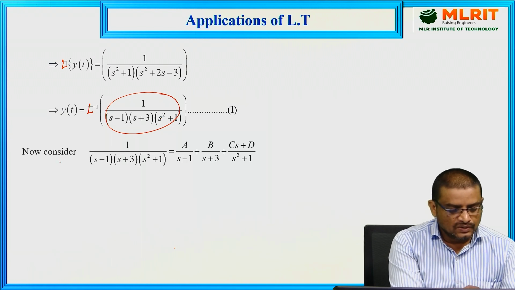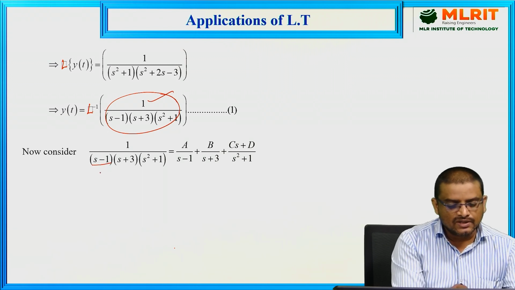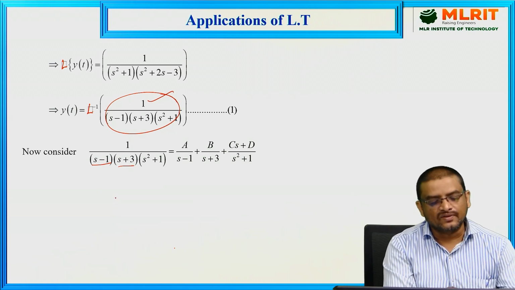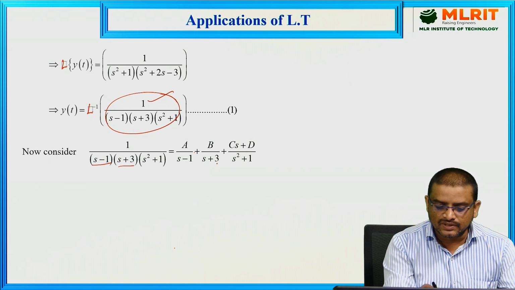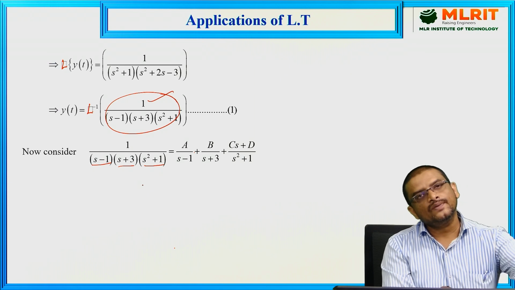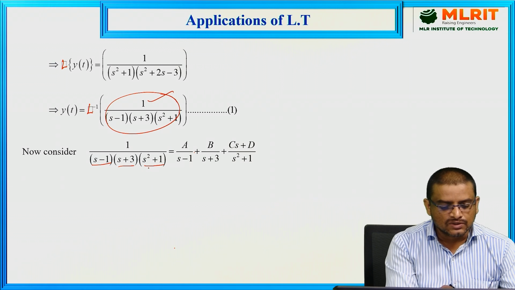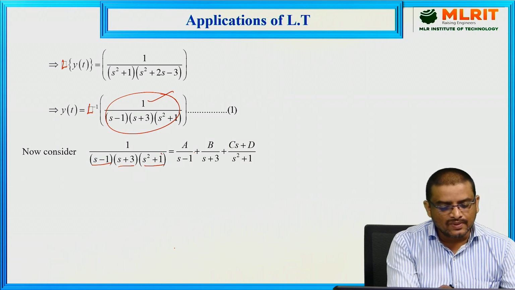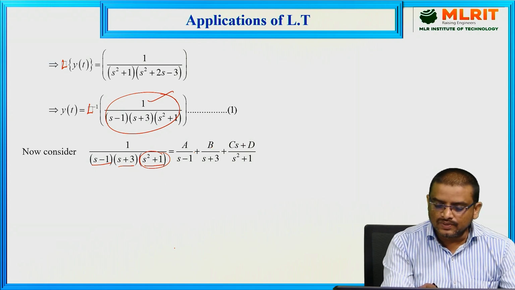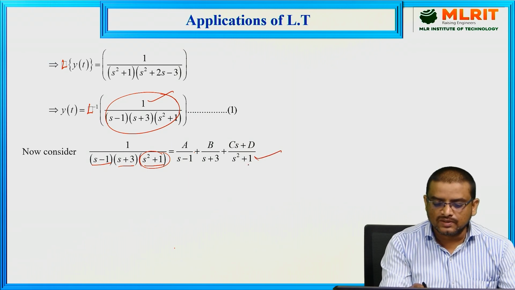So separately I will consider this function and split it into partial fractions. s minus 1 is a linear factor, so a by s minus 1. The second factor s plus 3 is also a linear factor, so we can take plus b by s plus 3. And s square plus 1 is a quadratic factor which is not reducible into linear factors. So whenever we have an irreducible quadratic factor, then for that we have to consider, after A and B is completed, the next alphabets, Cs plus D by that irreducible factor s square plus 1.